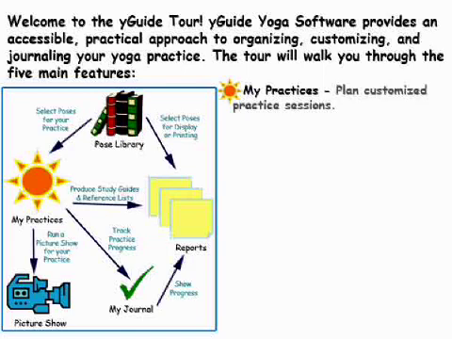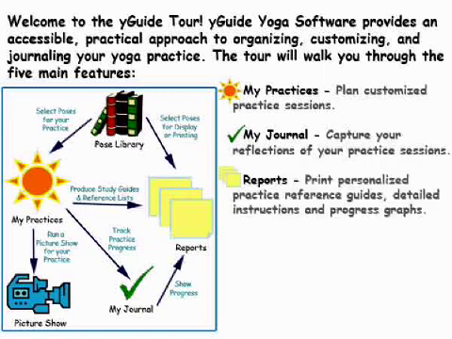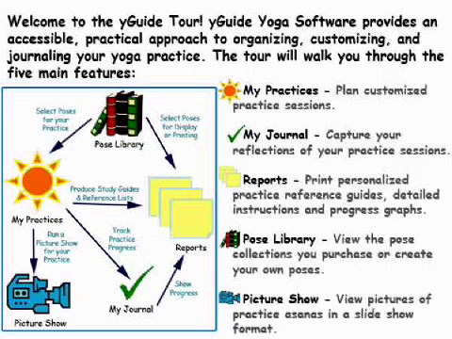The tour will walk you through the 5 main features: My Practices, planning customized practice sessions; My Journal, where you capture your reflections of your personal practice sessions; Reports, where you print personalized practice reference guides, detailed instructions, and progress graphs; The Pose Library, where you can view the pose collections you purchased or create your own poses; and the Picture Show, where you can view your pictures in a slideshow format.